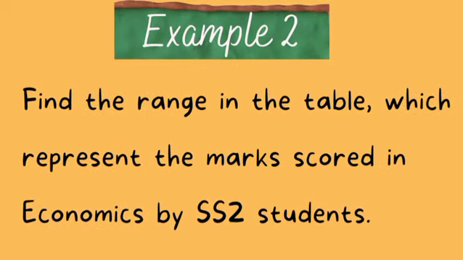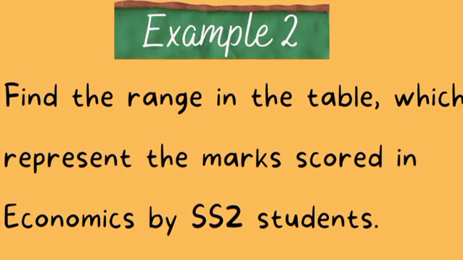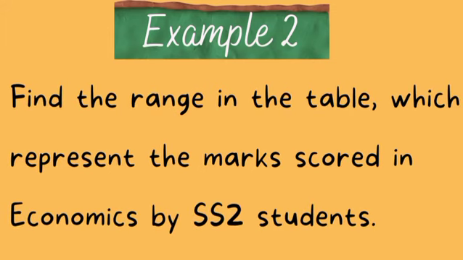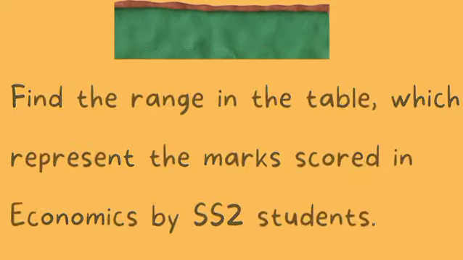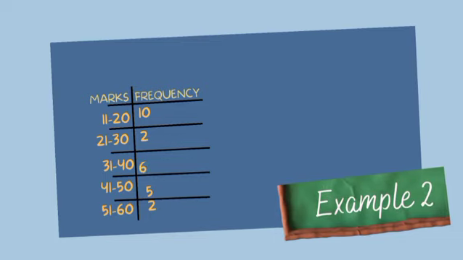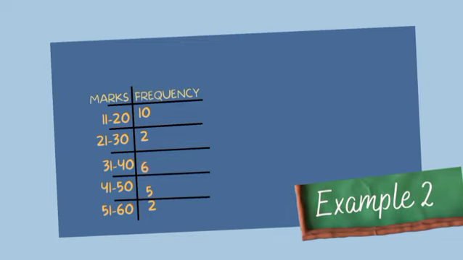Now let's go to example 2. Find the range in the table below, which represents the marks scored in economics by SS2 students. Now let us see the table. We have our marks 11 to 20 and the frequency here is 10. We have 21 to 30 and the frequency here is 2. 31 to 40 and the frequency here is 6. 41 to 50 and the frequency here is 5. 51 to 60 and the frequency is 2.